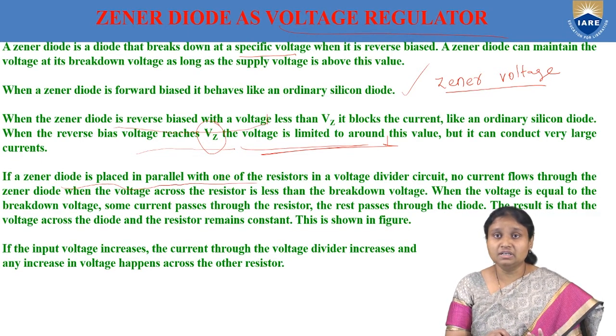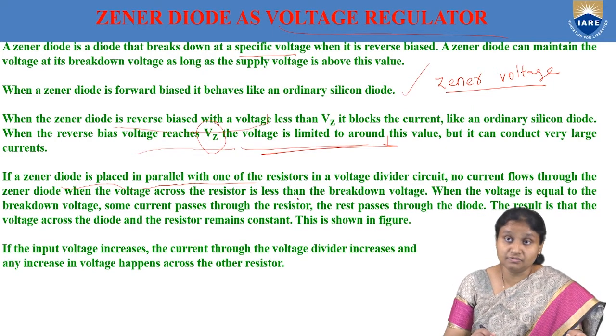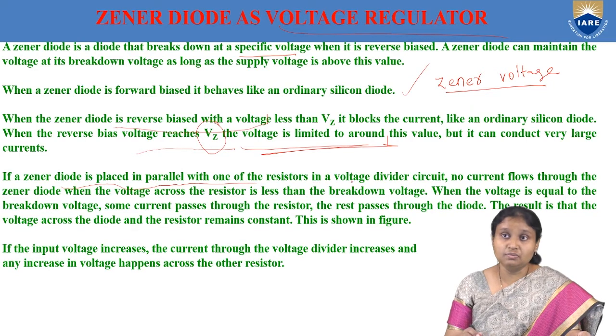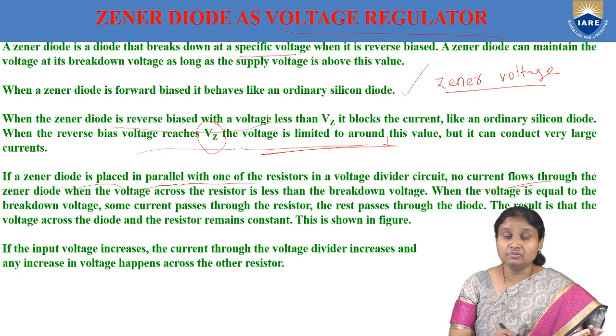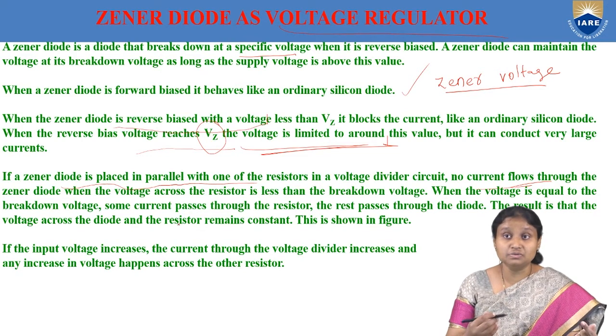So in a voltage regulator, what we are going to do is take a Zener diode and place it in parallel with one of the resistors in a voltage divider circuit. No current flows through the Zener diode when its voltage is less than the breakdown voltage. But once we reach a voltage equal to the Zener voltage, current starts passing through the resistor, and the rest passes through the diode.